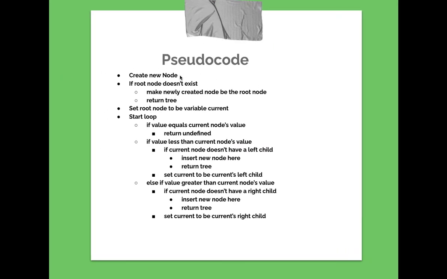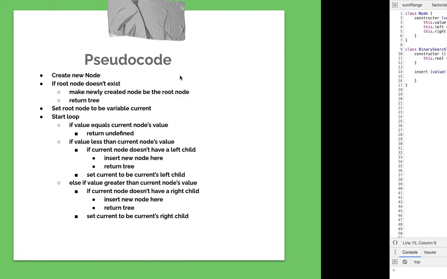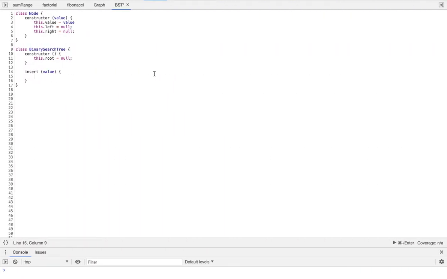So the first step is we're going to create a new node. Okay, so I'm going to do const newNode equals new Node, and this will take value as an argument.